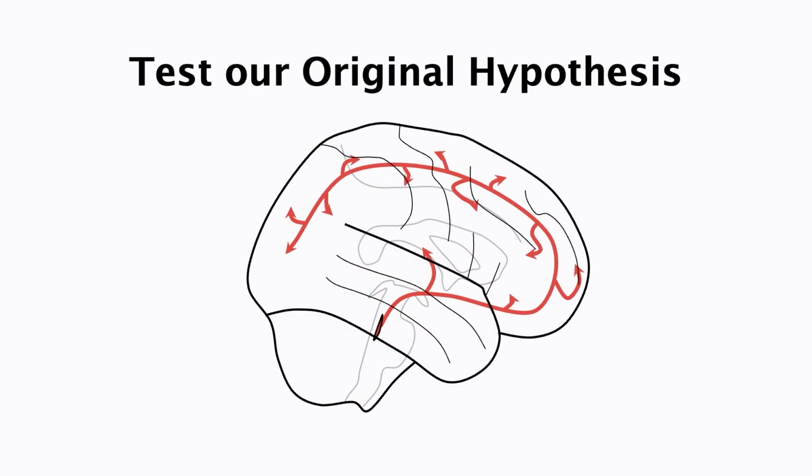But that's not what I started talking about. I wanted to talk to you about this ascending arousal system. So what role could the ascending arousal system play in this reconfiguration that we think is tapping into these participation hubs?